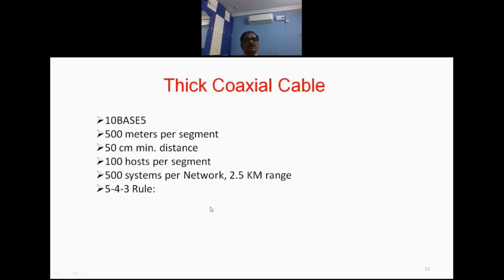Here one point I forgot: when we are using the twisted pair, like 10Base5 for thick and 10Base2 for thin, similarly 10BaseT is being used for the twisted pair. So 10BaseT, that is 10 Mbps speed, baseband, and T indicates twisted pair. That is the standard one used for the cable network. That is about the thick coaxial cable.